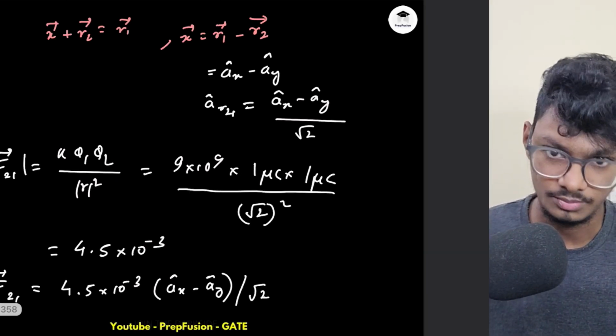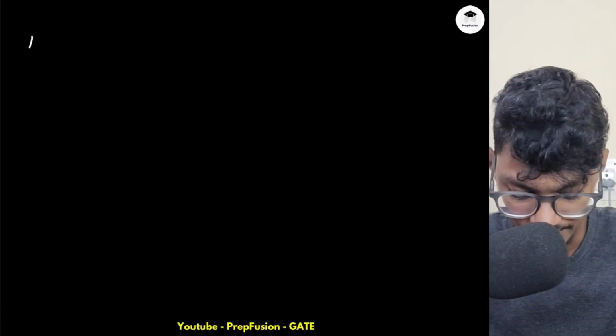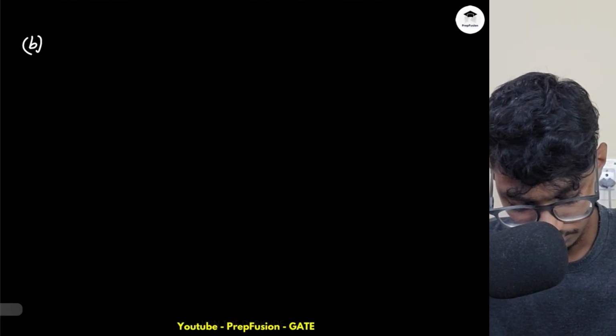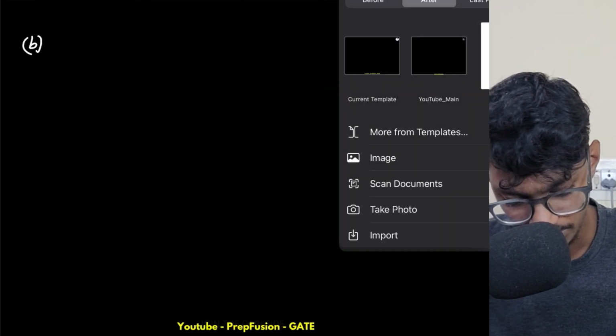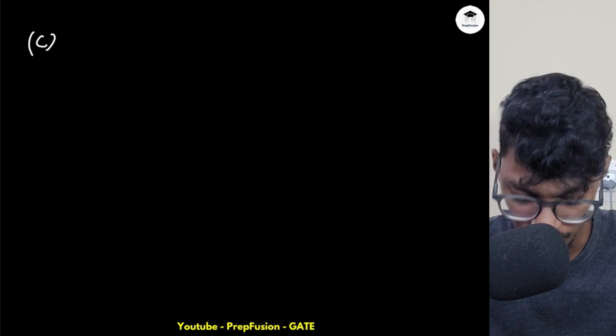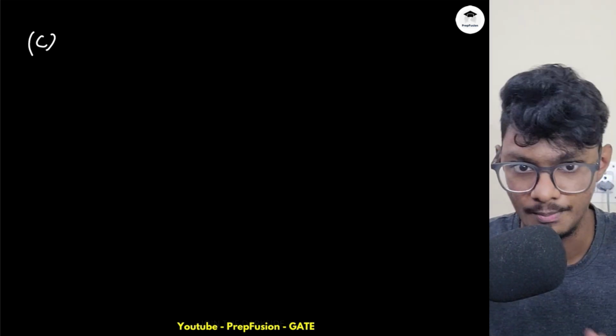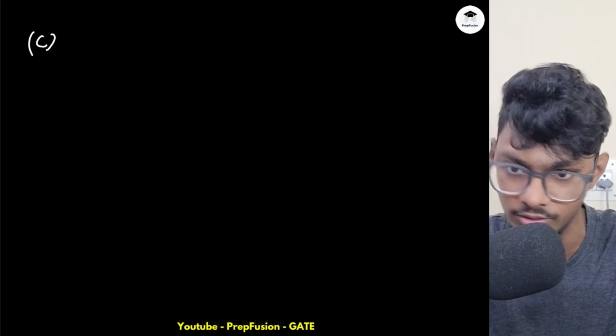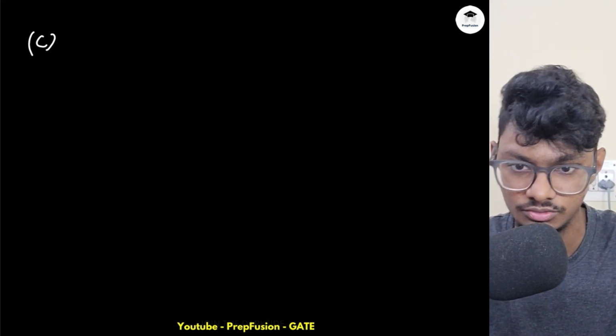So I hope you got the point. Now for part B and C, can you do this as homework? B and C I will give you as homework. This you try to do by yourself. Pretty simple. Just first assume the direction, then write down the magnitude of the charges, then write the total vector format of the force between the two charges. Okay, so let's do the next question.